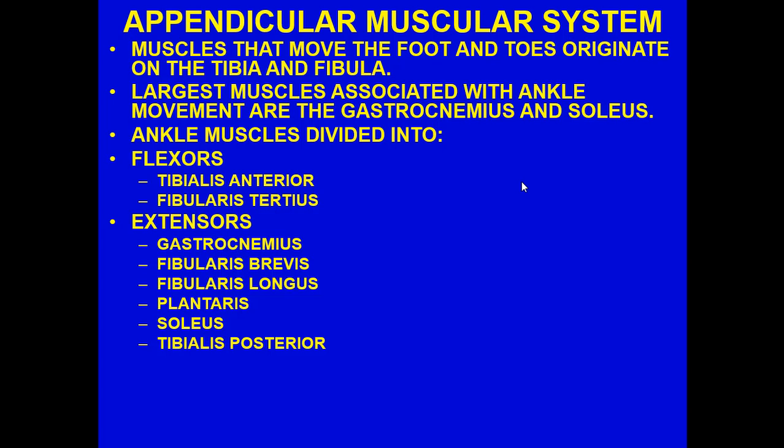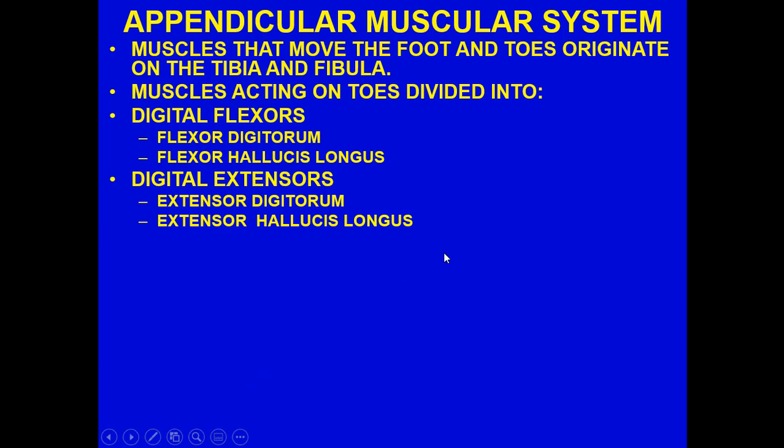The flexors consist of the tibialis anterior and fibularis tertius. The extensors are the gastrocnemius, fibularis brevis, fibularis longus, plantaris, soleus, and tibialis posterior. Now, the muscles that move the foot and toes originate here, but we're also going to mention that the muscles acting on the toes are divided into two groups: the digital flexors and the digital extensors. We have the flexor digitorum and the flexor hallucis longus.